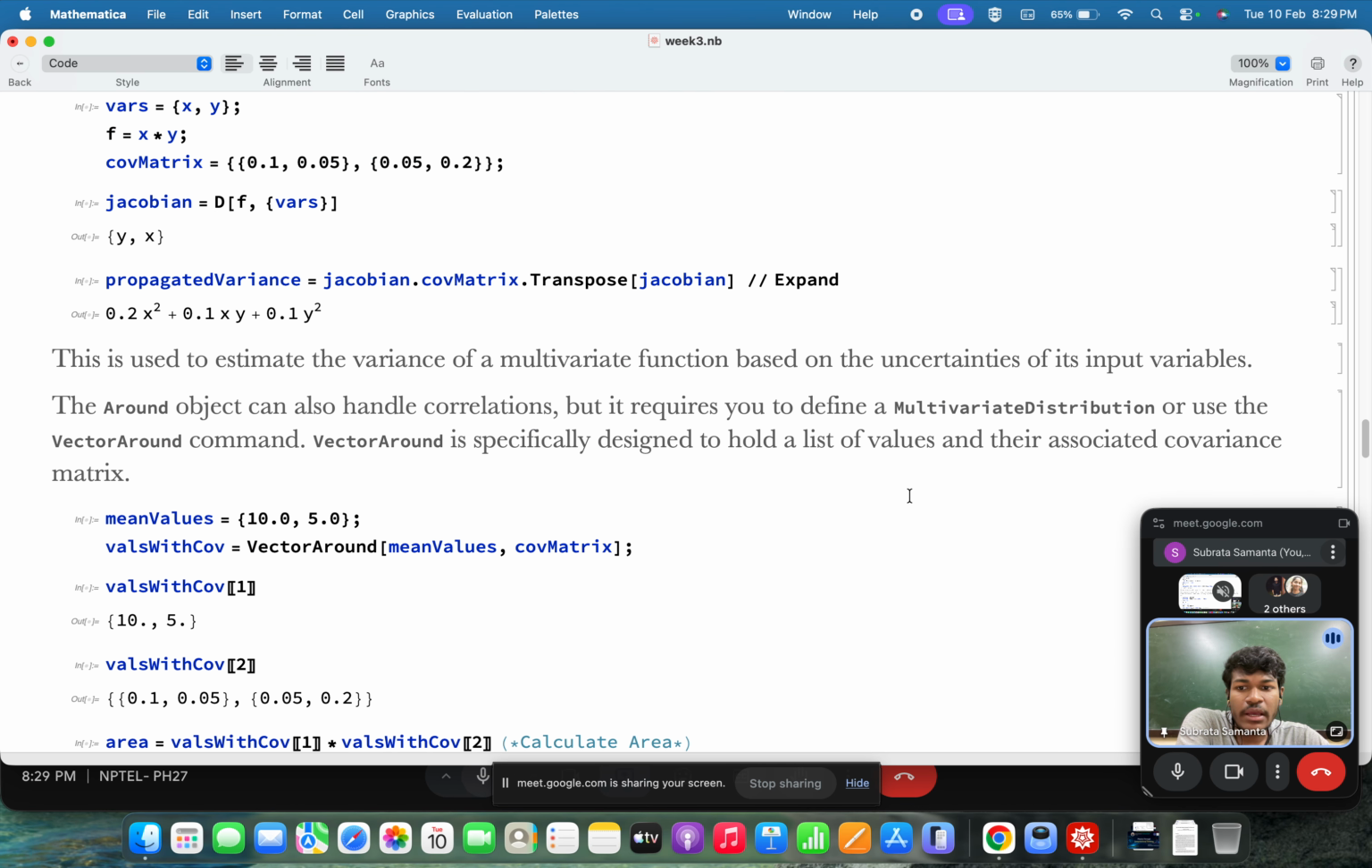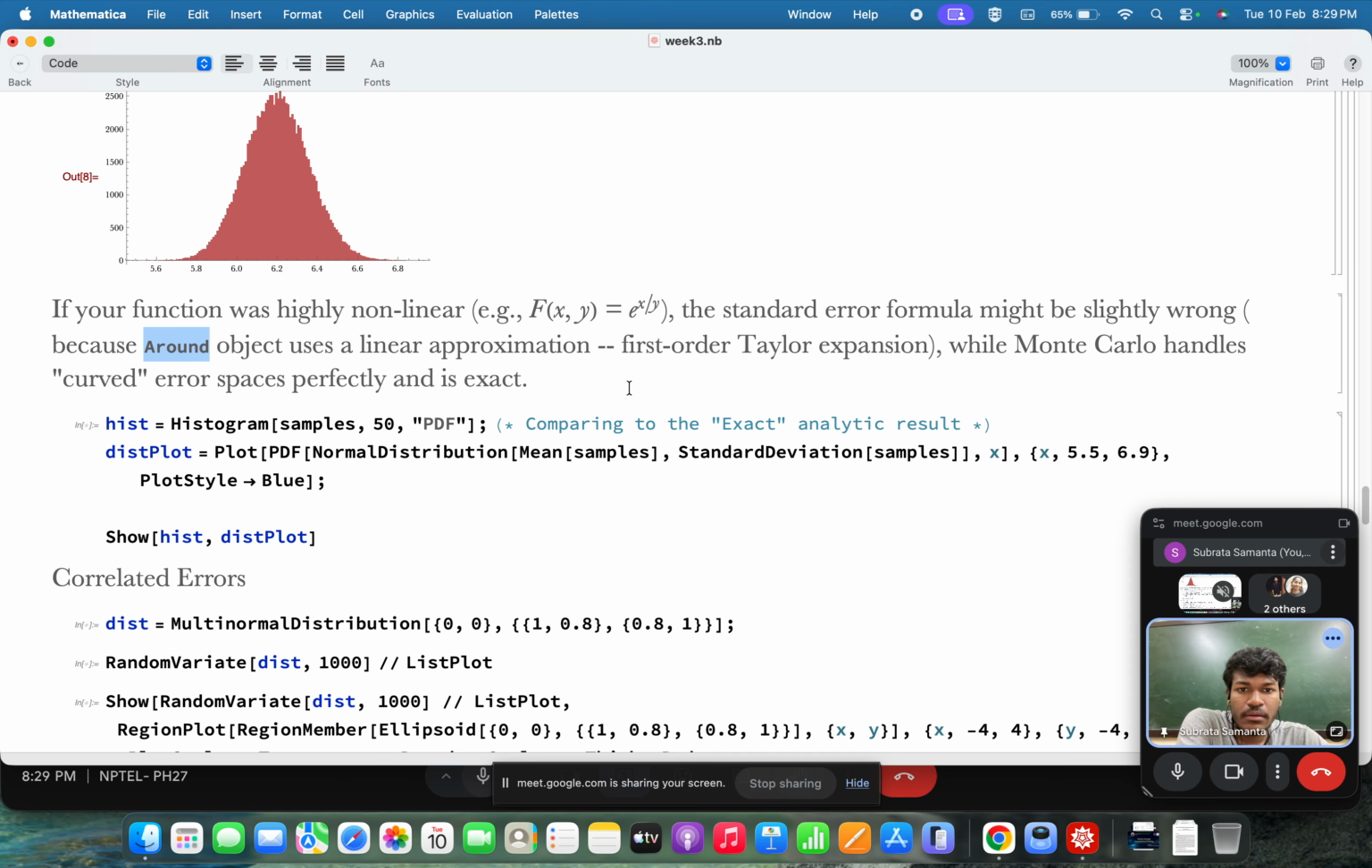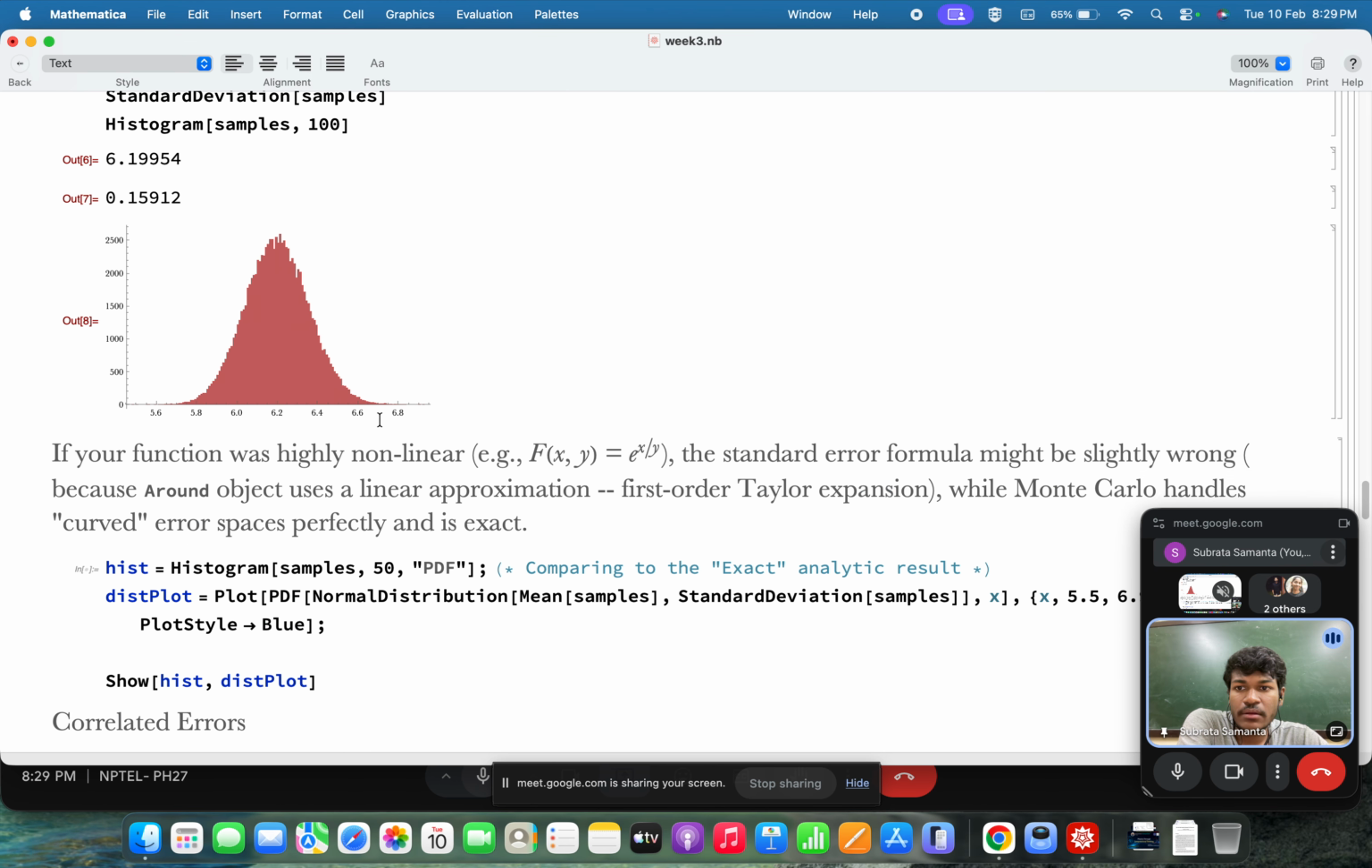But if you do a Monte Carlo simulation, then there is no first order Taylor series expansion. You can handle the curve error properly with Monte Carlo, perfectly, and it is exact. So, how to do that?